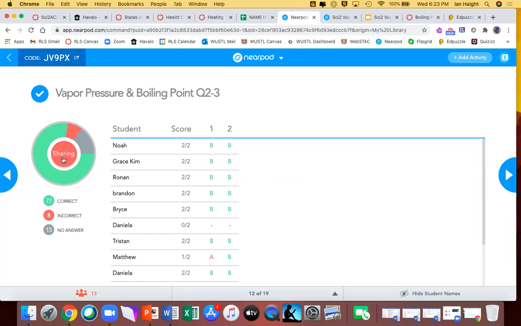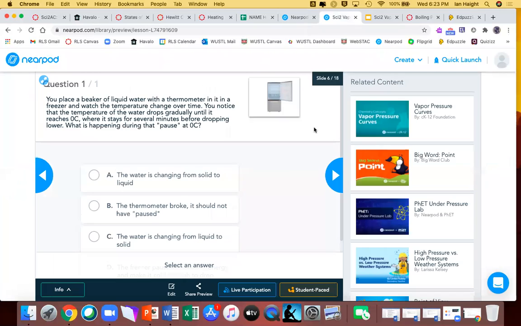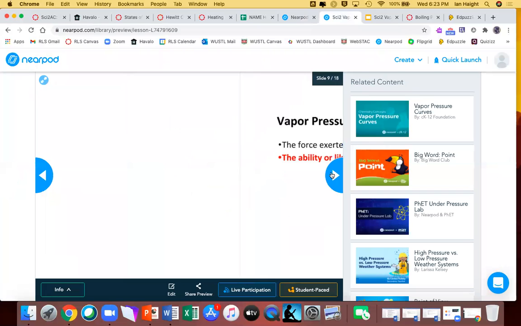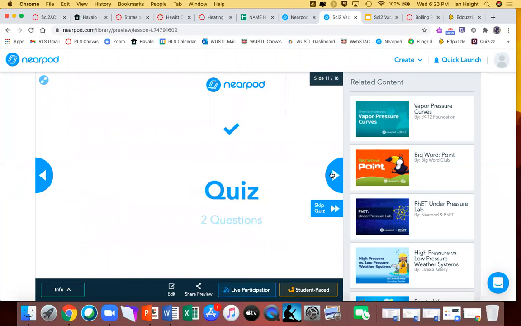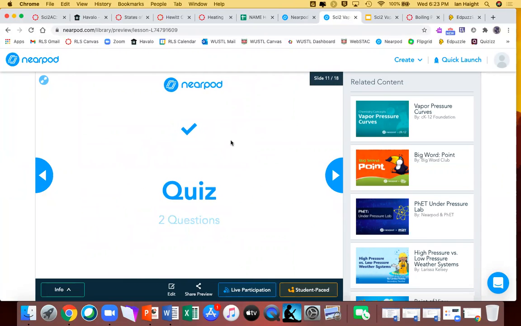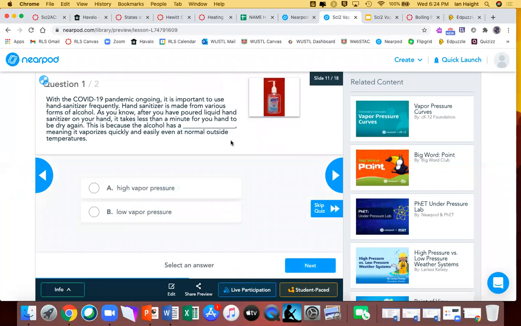Okay, let's take a look. Should hopefully see the correct answers now. First question was about ethanol, right? Most hand sanitizers are made out of some kind of alcohol. It vaporizes very, very quickly, which means the correct answer is A, a very high vapor pressure. This is because alcohol has a high vapor pressure. It vaporizes very easily. Correct answer was A.